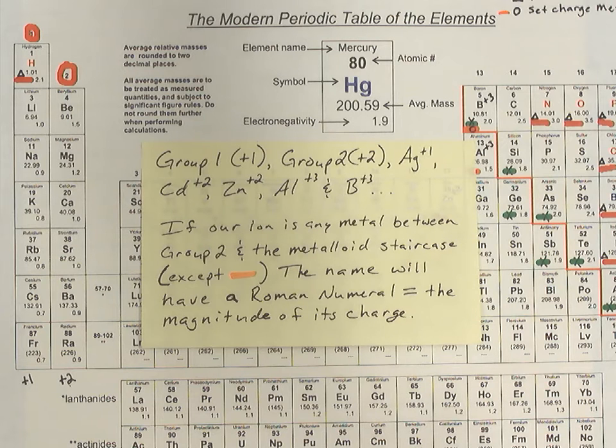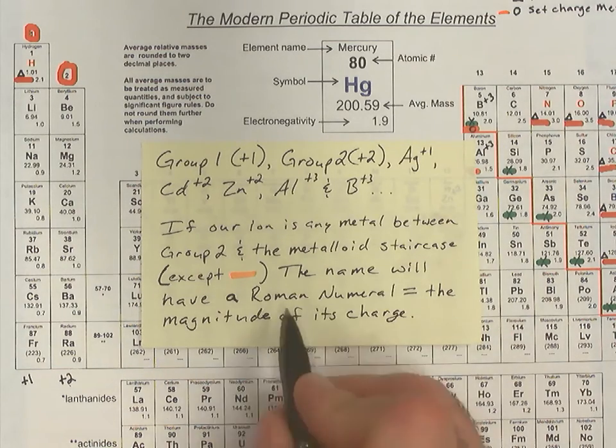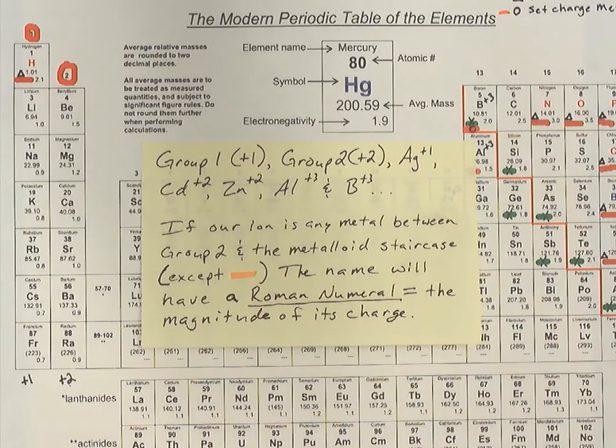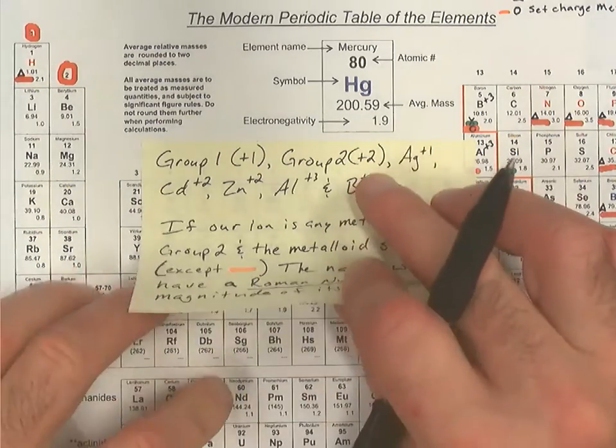So in order to know which version of the ion we're dealing with, to figure out how many electrons were lost from that atom in that circumstance, we use Roman numerals to tell us the charge. Okay, we use Roman numerals to tell us the charge.